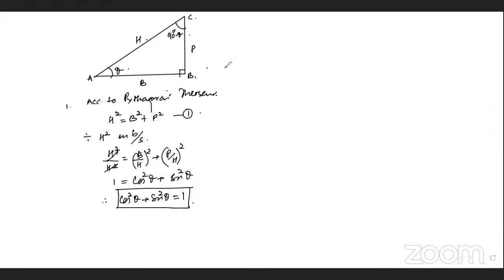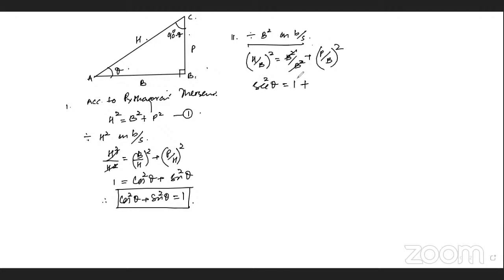Number two, we can do dividing by, we did first by h, then we divided by b square on both sides with respect to the same equation, that's equation first. So it is h upon b whole square, that is equal to b square upon b square plus p upon b whole square, okay? This and this will go. H upon b, that is sec square theta is equal to 1 plus p upon b, tan square theta. Or you can see that sec square theta minus tan square theta is equal to 1. I think it's clear to every one of you, right?